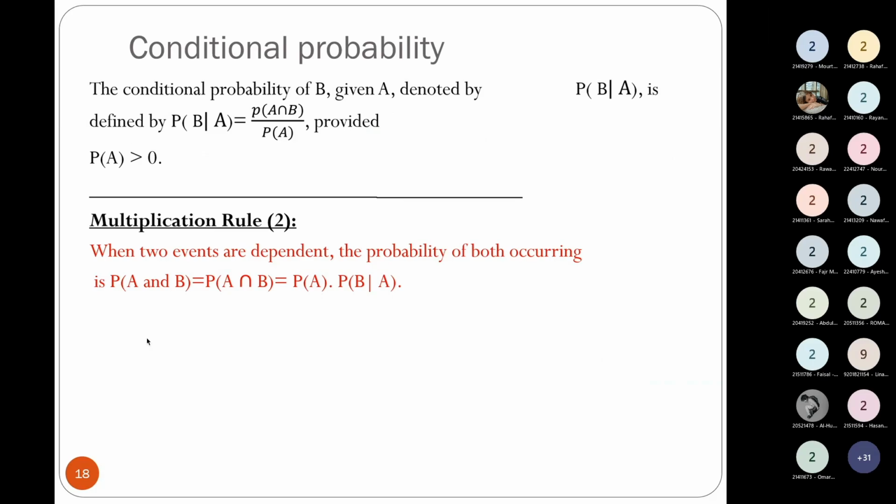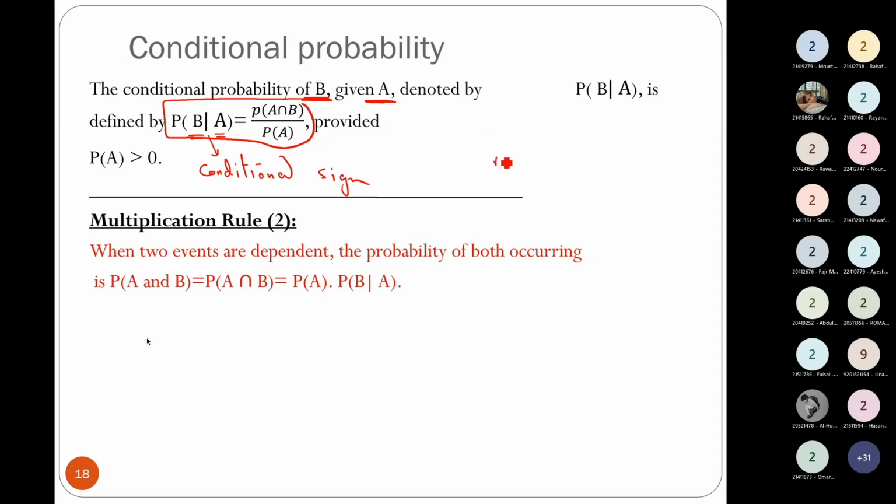This is the independent case. Now, conditional probability. What is the meaning of conditional probability? We need to find the probability of B given A, where A must be given. This is denoted by the probability of B with the conditional sign, given A. This is a very important formula. The probability of B given A equals the probability of the intersection of A and B, over the probability of A.